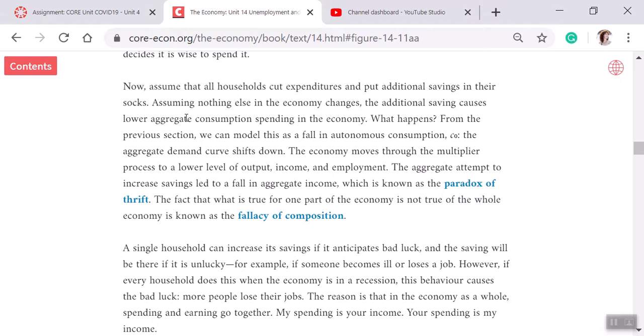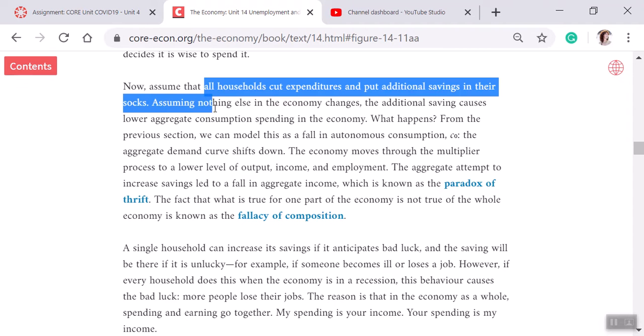So now here comes the book. So the book says, assume that all households cut expenditures and put additional savings in their socks, not even in the bank. Okay, nothing else changes in the economy. Now this is, forget about COVID-19, right? This is just life, right? Everyone just got nervous and started to save their money. Okay, they're sucking all the money out of the economy.